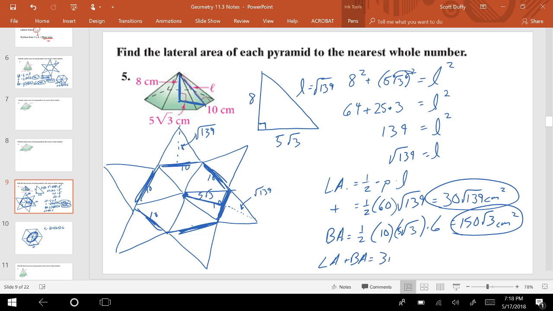And that would be 30 times the square root of 139 plus 150 times the square root of 3. You might be able to leave it like that, or you might want to put it in the calculator to see what the decimal would be. And you get a total surface area of 613.5 square centimeters.